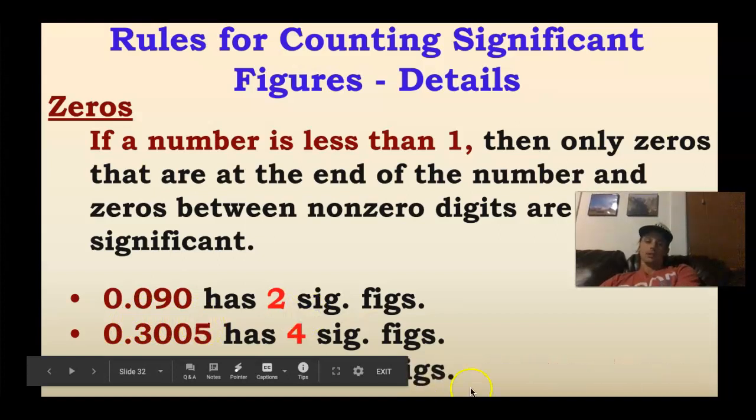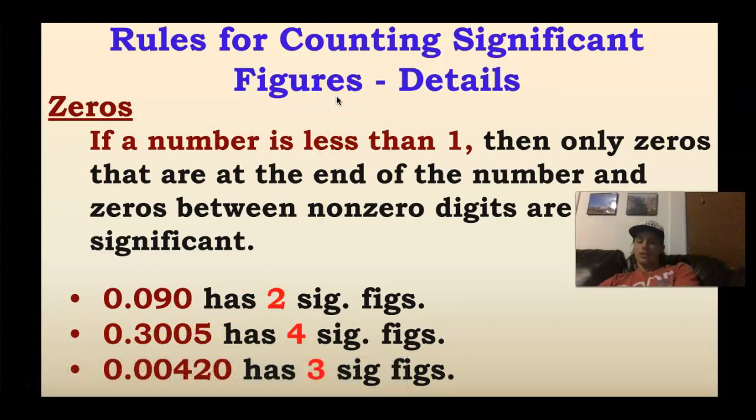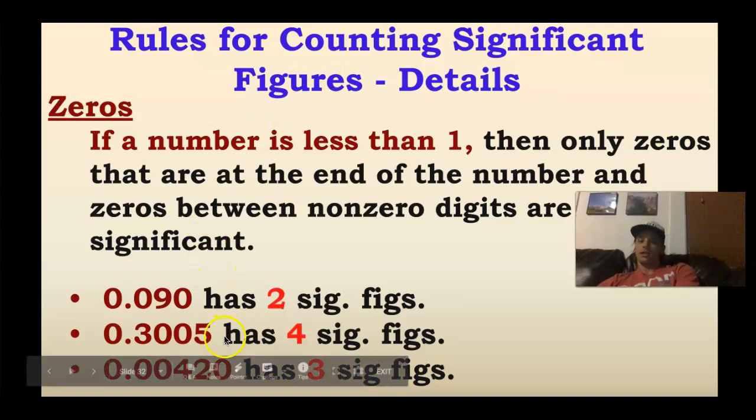Last one. 0.00420, I think that says, has 3 sig figs. The leading zeros are not significant. The trailing zero is.